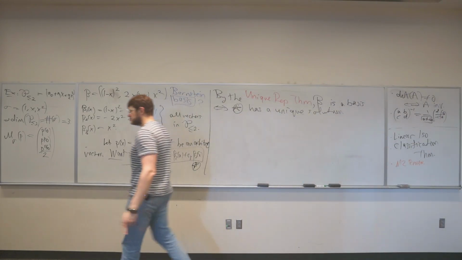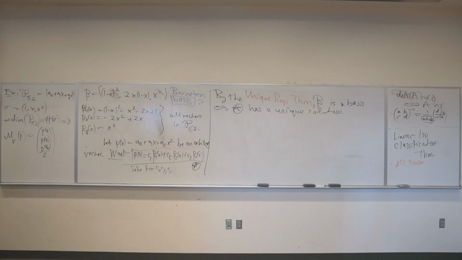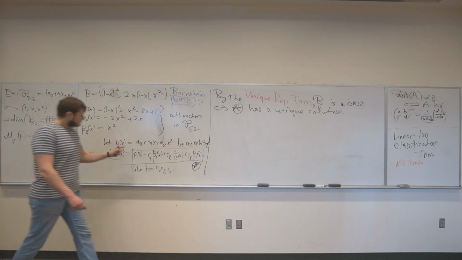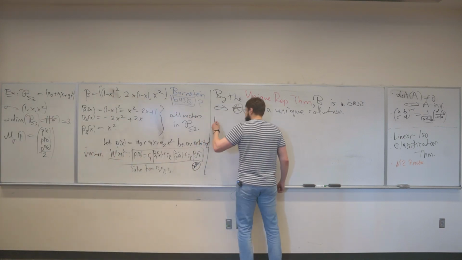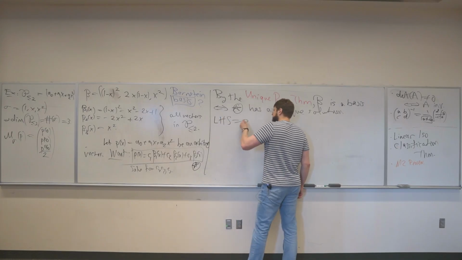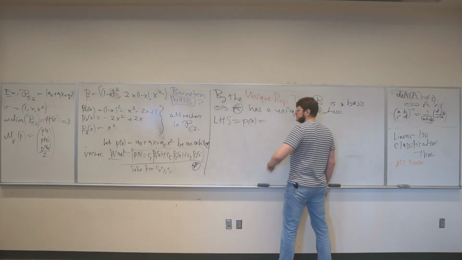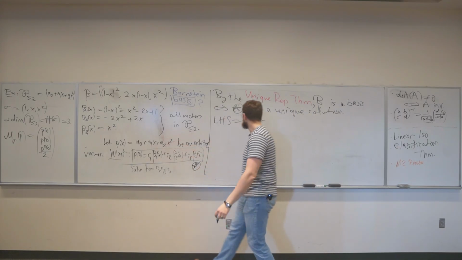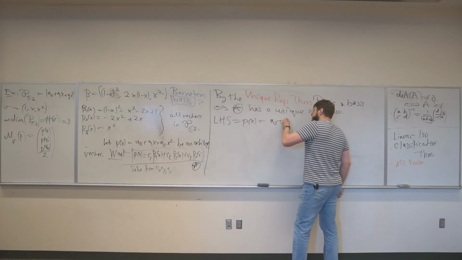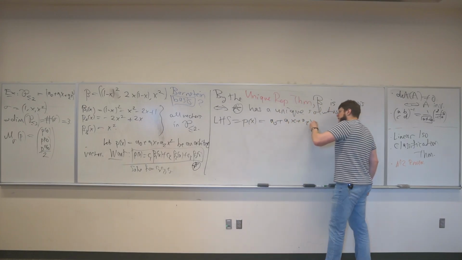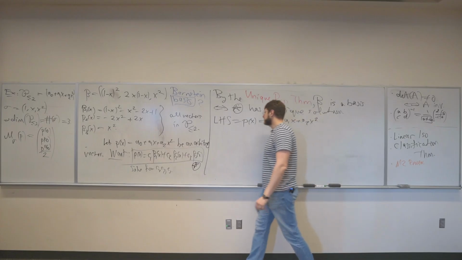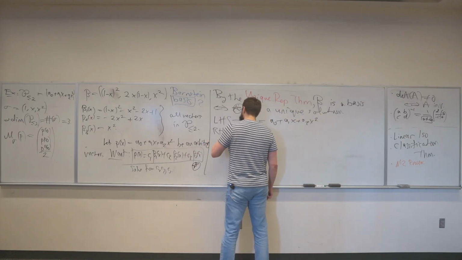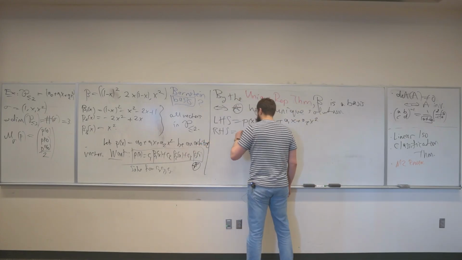Well, you just expand everything and equate, right? On the left-hand side, we have P of x, which is a0 plus a1x plus a2x squared. On the right-hand side, I have this linear combo.